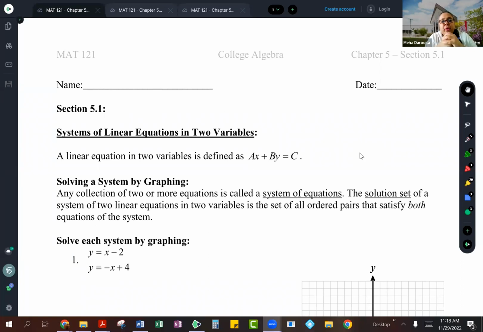So remember, mainly when you are talking about solving a system of equations, you can use the graphing method, the substitution method, or the elimination, also known as the addition method. So those are mainly the three types of methods we apply when we're trying to solve a system of equations.